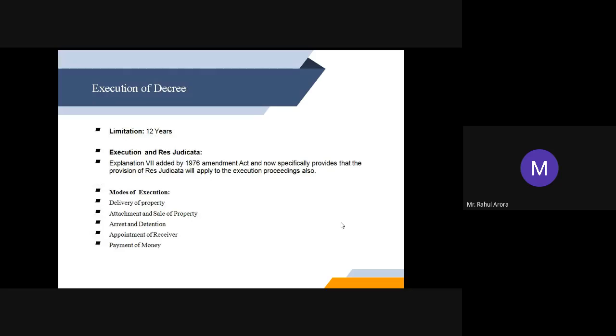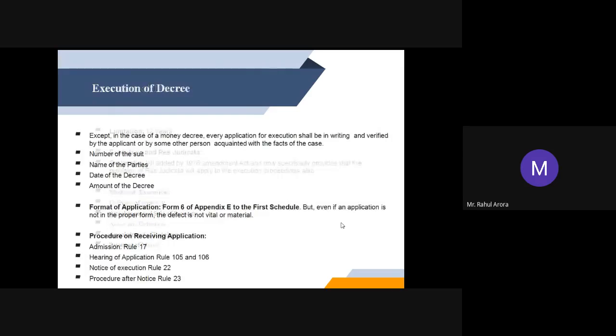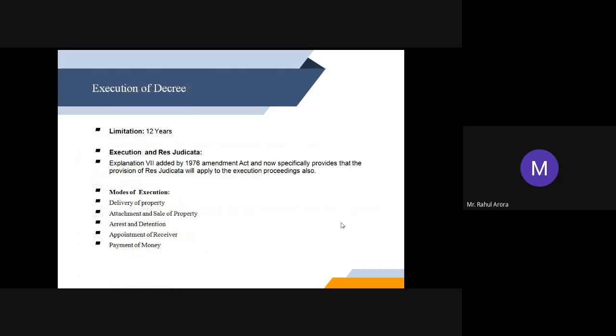This is all about how the application regarding execution is dealt with by the court. After hearing on the notice, the court may hear the parties and decide that particular application. Now, the next question is, what is the time limit for filing an execution of decree? The time limit for filing the execution of decree is 12 years.